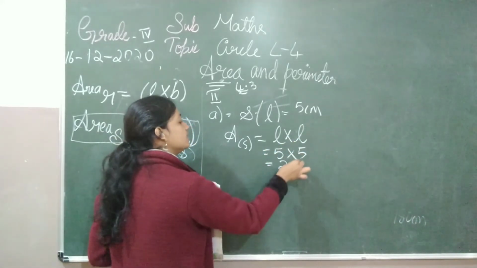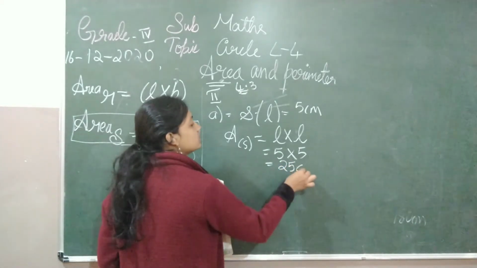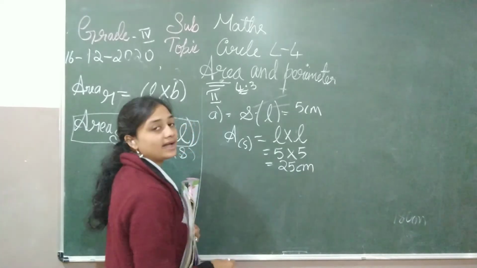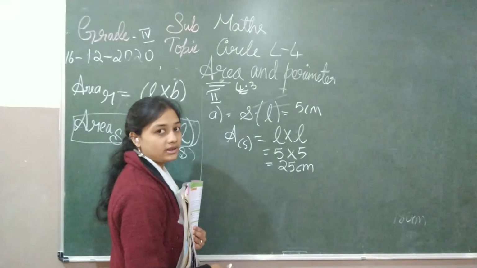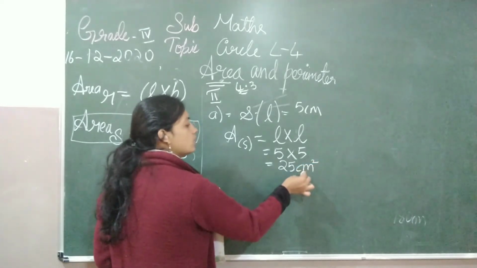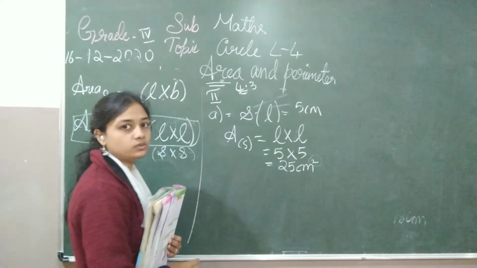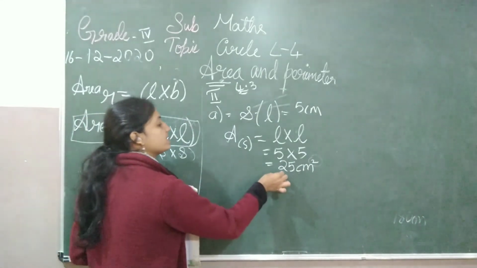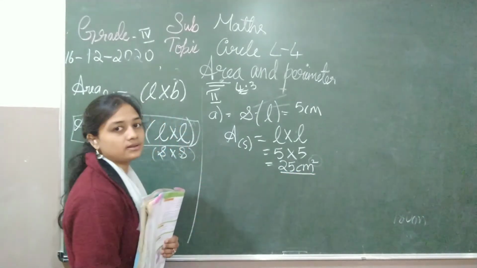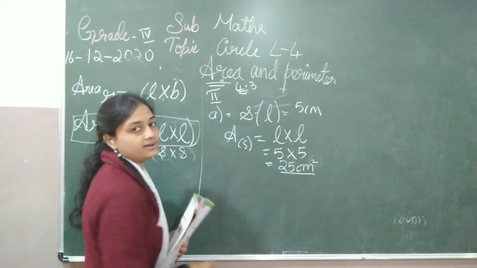5 fives are 25. And they are given in centimeters, right? So you write centimeter, and I said you should write square units. For that I write a small 2 on the top of centimeter. This is called square units. Okay, so it is 25 centimeters square. You can also say that 25 square centimeters.